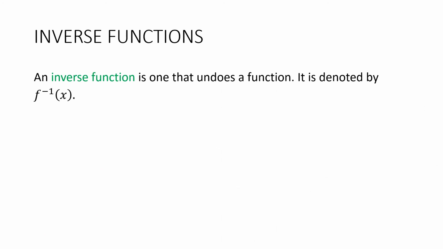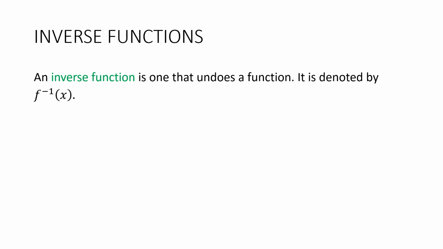Okay, we're up to the last bit. An inverse function is one that undoes a function. So it's denoted by f with a little negative 1 up the top. You would have seen this before with inverse operations. So plus and minus undo one another, times and divide, square and square root. And the one place that you've seen this little negative 1 is on the calculator when you look at inverse sine and cos and tan.